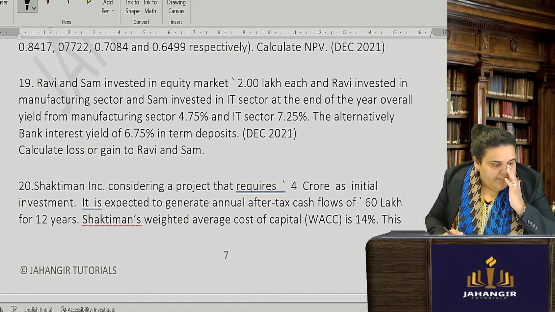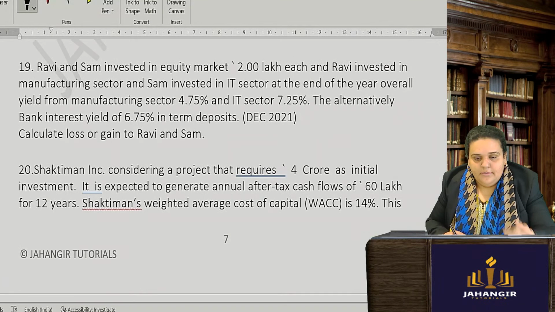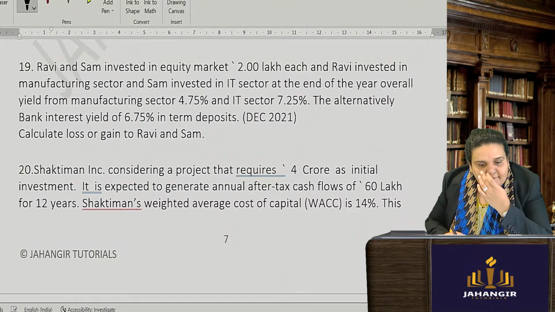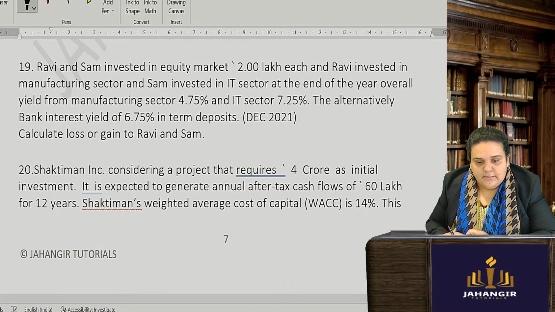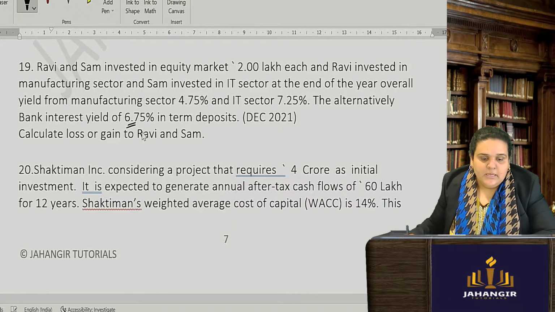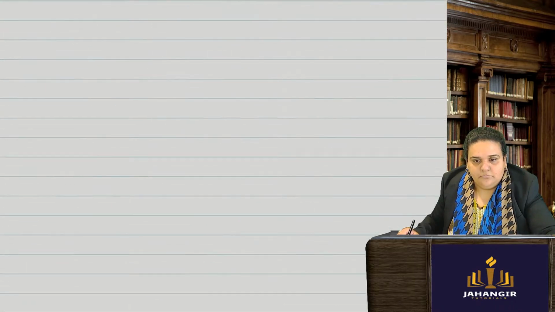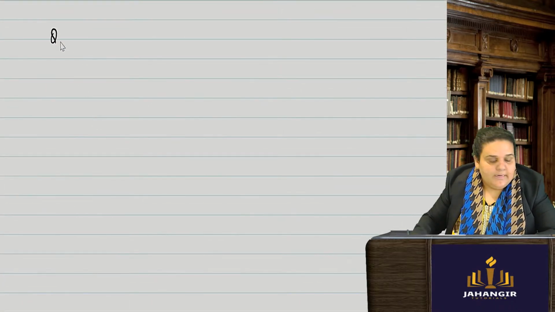Now coming to question number 19. Ravi and Sam invested in equity market 2 lakh each, and Ravi invested in manufacturing sector and Sam invested in IT sector. At the end of the year, overall yield from the manufacturing sector is 4.75 and in the IT sector it is 7.25. Alternatively, bank interest is giving a yield of 6.75% in the term deposit. Calculate the loss or gain to Ravi and Shyam. Question number 19.